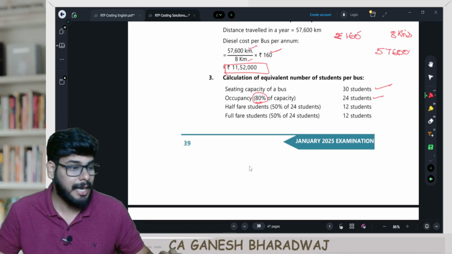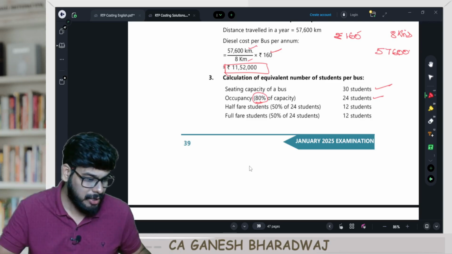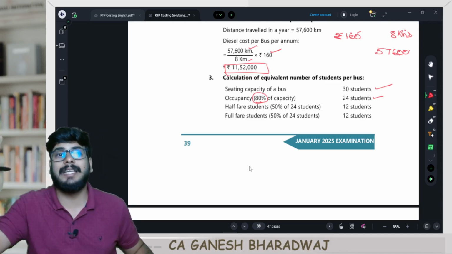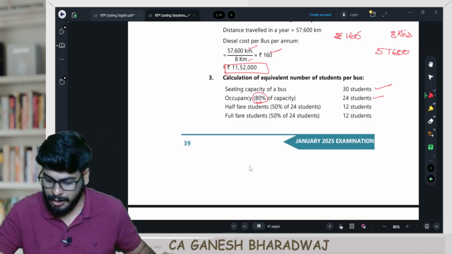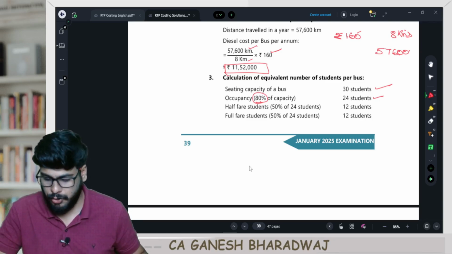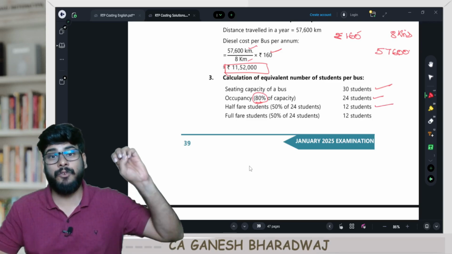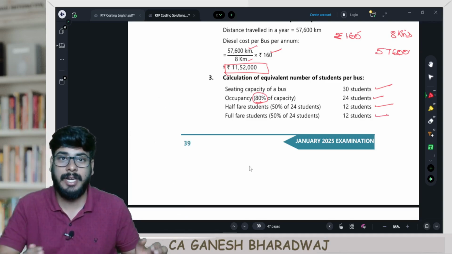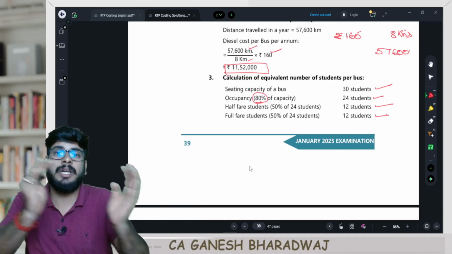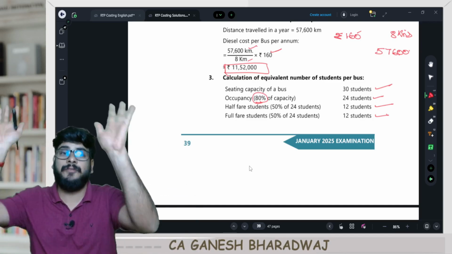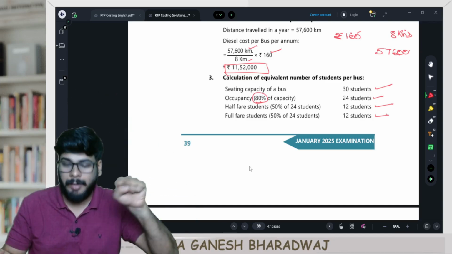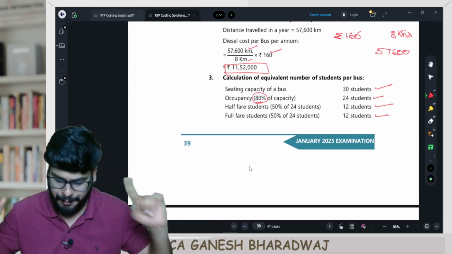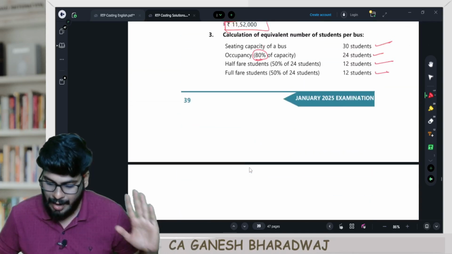Which means they have given in the question that half the students, 50% of the students, are traveling only up to 10 kilometers and the remaining are traveling beyond 10 kilometers. Or in other words, out of these 24 students, 12 students are full ticket students, full fare students, and 12 students are half fare students, right? In the morning batch alone. Similarly, in the afternoon batch, another 24 students are coming, right? And out of them, 12 students are full ticket and 12 students are half ticket. Are you clear with this? Right? Fine. This alone, you have it in your mind.